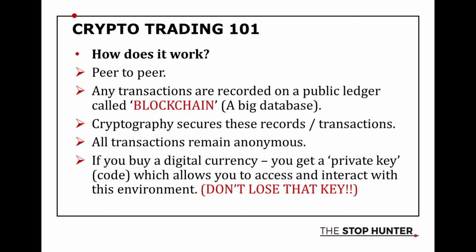So how does it all work? Well, it works on a peer-to-peer basis. Any transactions are recorded on something called a public ledger, and that is known as blockchain. You've probably heard that phrase, but essentially it's just a big database, and it uses cryptography to secure these records and transactions, making it very difficult to hack or decipher, and all those transactions remain anonymous. Once you've bought your digital currency, you get what is called a private key, which is a bit of code which then allows you to access and interact with that environment, buying, selling, moving your assets around. So it's very important that you don't lose that key.